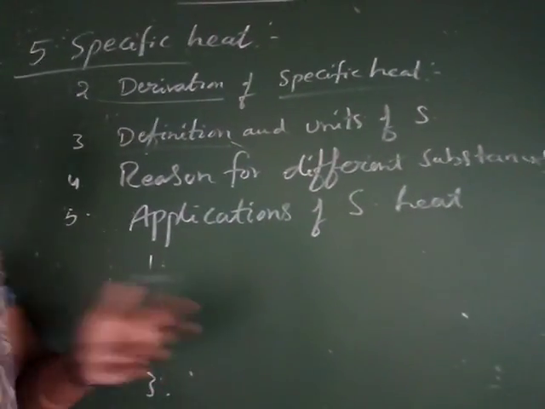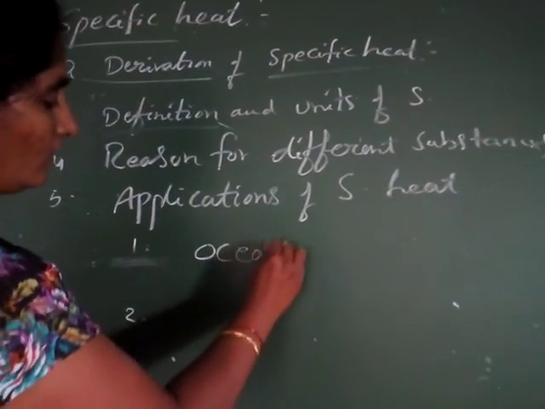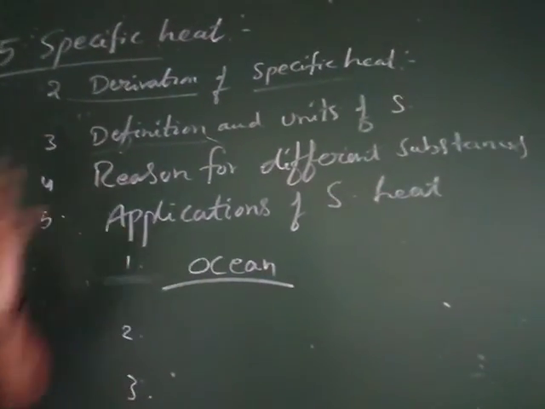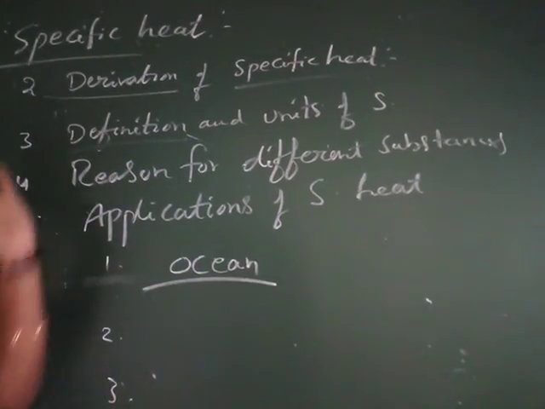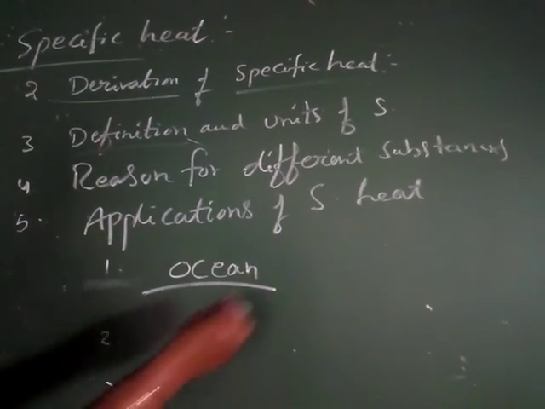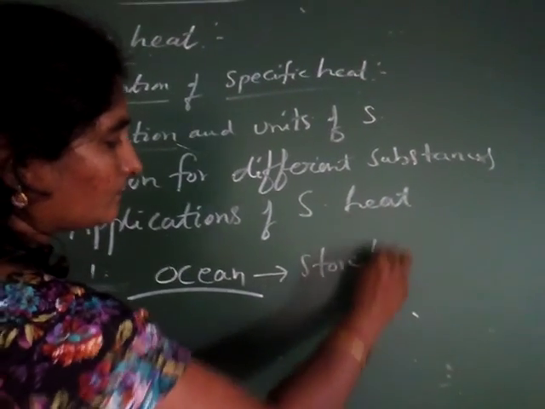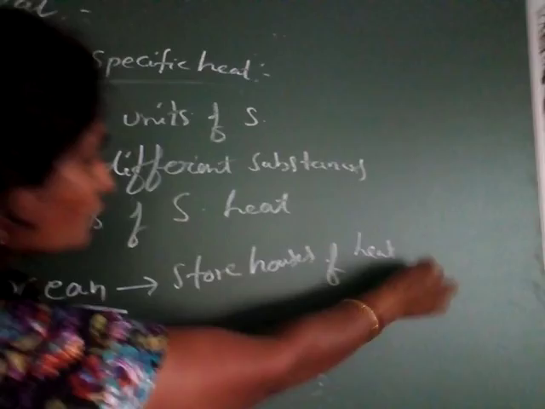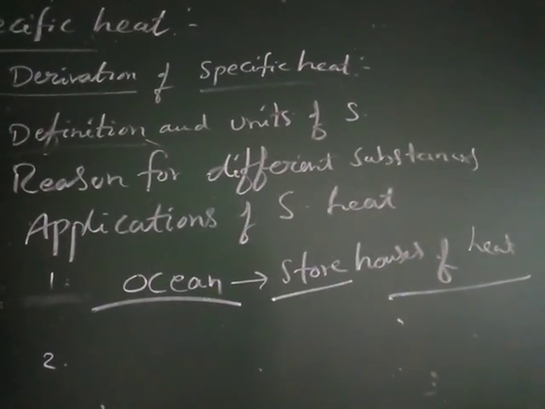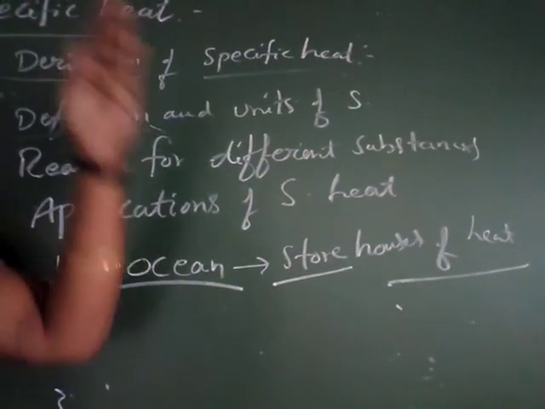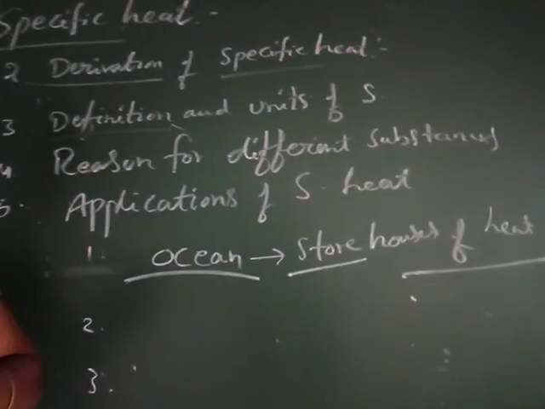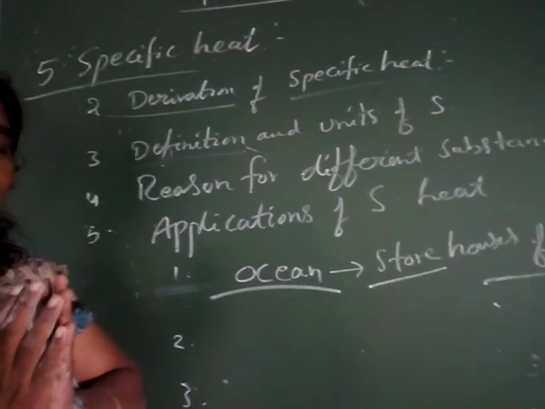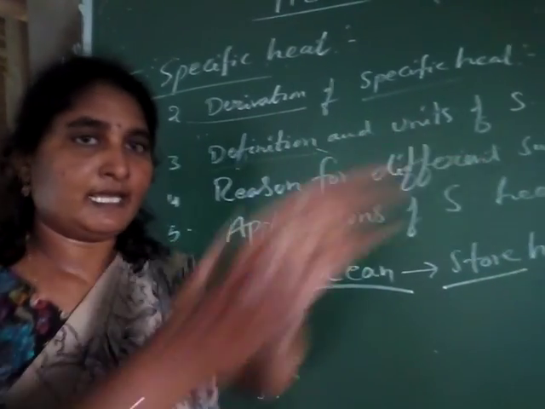Suppose you take the oceans. On the earth, more space is occupied by water. We know that more water is present in the oceans. That's why oceans are called storehouses of heat. When the sun rises and falls on the ocean's water, the heat is stored in the morning. In the evening, this heat energy is released towards the land.